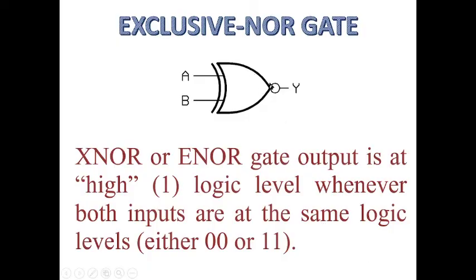Again, a NOT gate was added at the output of the exclusive OR gate, making it an exclusive NOR gate. It is sometimes referred to as XNOR or ENOR. So the output of this gate will be at logic level high whenever both inputs are at the same logic level. So if all the inputs are at the same logic level, whether they are 0 0 or 1 1, that means the output of this particular gate will be high.